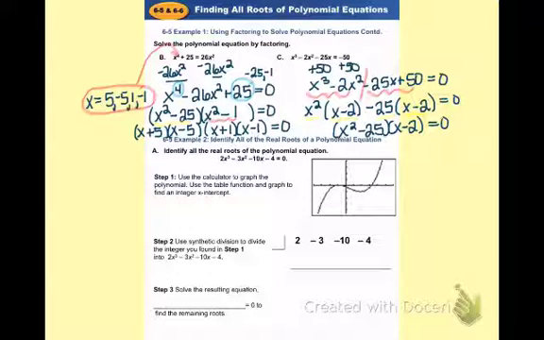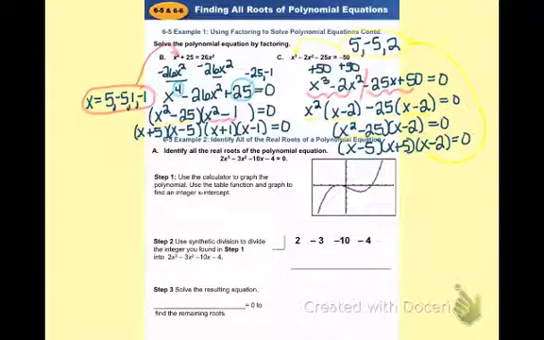Then we have one more breakdown we can make because this one is a difference of squares. I can rewrite that as x minus 5, x plus 5, and then of course we have the x minus 2 as well. That's going to give me solutions of 5, negative 5, and 2. And again, that makes sense. I got 3 solutions, which is as many as I possibly could get, this being a degree 3.